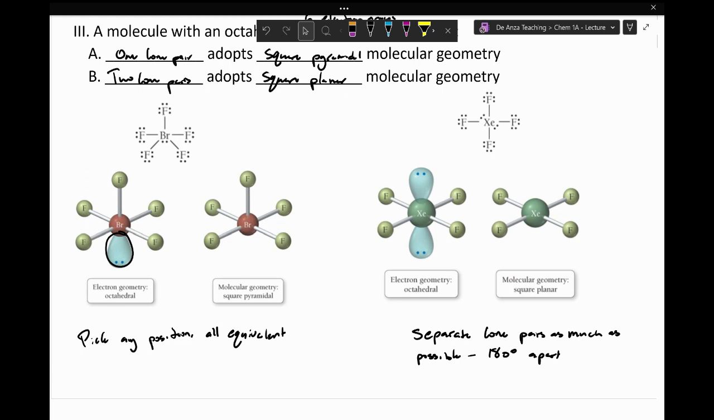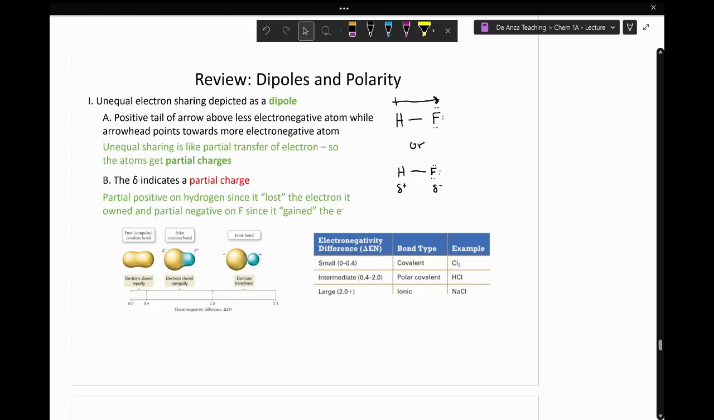If we were to have taken one of them in the plane of the square, we'd once again have two of our lone pairs 90 degrees apart from each other, using the example that we have here. We just want to minimize having these lone pairs as close together as possible. We want to have them as far apart as we can. Okay? And so what we're going to talk about now is polarity.